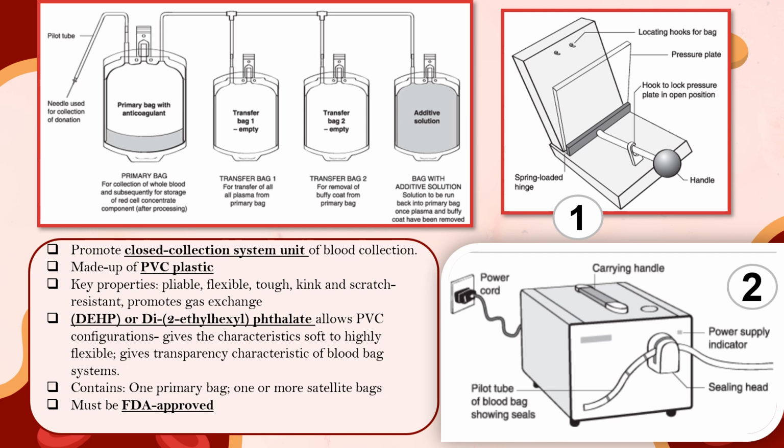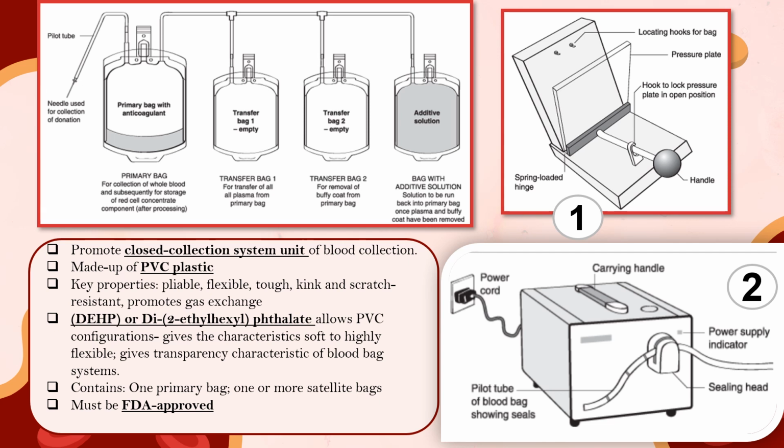di-2-ethylhexyl phthalate. So using device number one, your plasma extractor, we basically use pressure force to transfer the plasma to the first satellite bag via the pilot tubes, or these tubes connecting each blood bag. To prevent the plasma from filling into the second satellite bag, we normally clip the pilot tube that connects the first satellite bag to the second satellite bag. And that's exactly how we do it, class, in your blood bank sections.